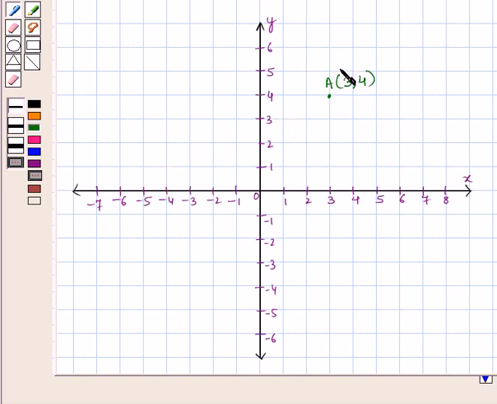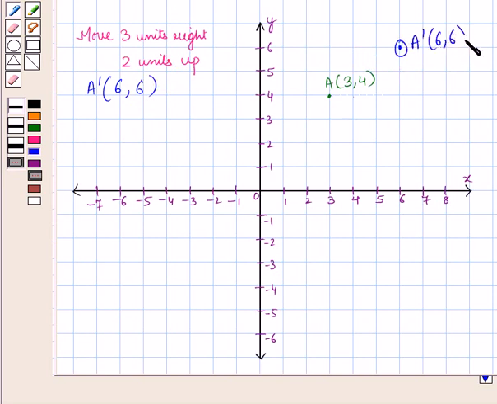Now this is a coordinate plane and in this coordinate plane a point A with coordinates 3, 4 is given to us. Now suppose we have to move this point 3 units right and 2 units up. Here x coordinate is 3, y coordinate is 4. It means we have to add 3 to the x coordinate and add 2 to the y coordinate and the new point will be A dash with coordinates 6, 6.